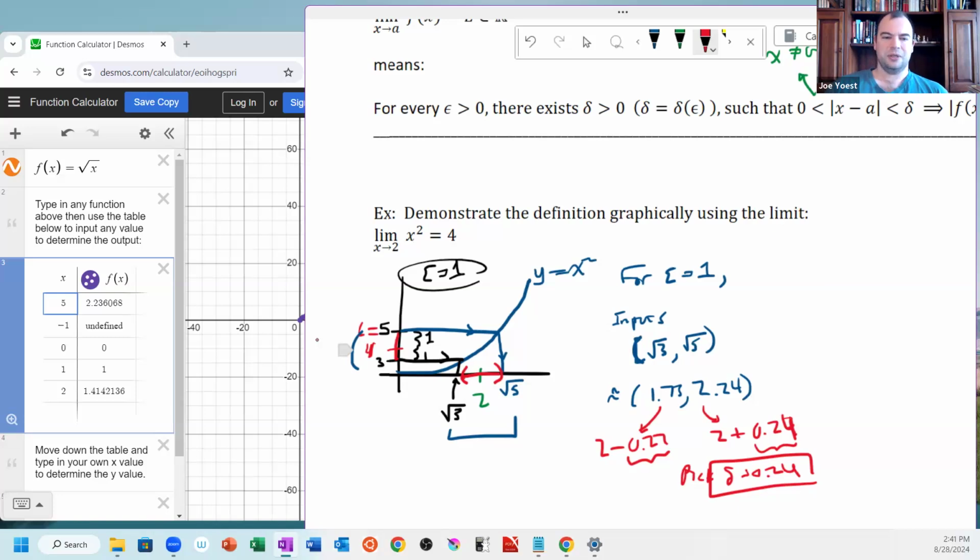Now, here's the important thing. I can really basically do this for basically any function. But the important thing is we did this for one epsilon, but this has got to be able to be done for every epsilon bigger than 0.